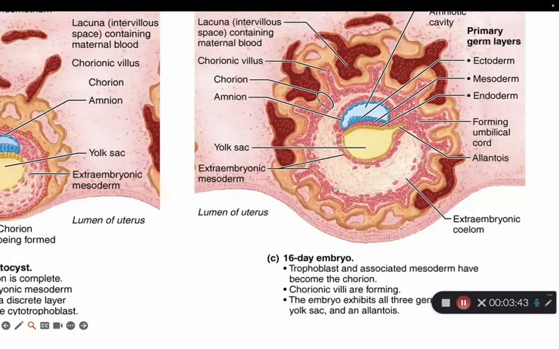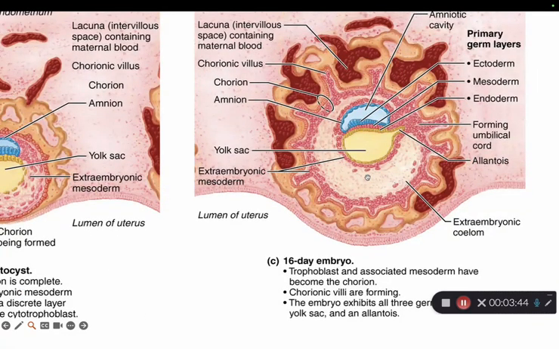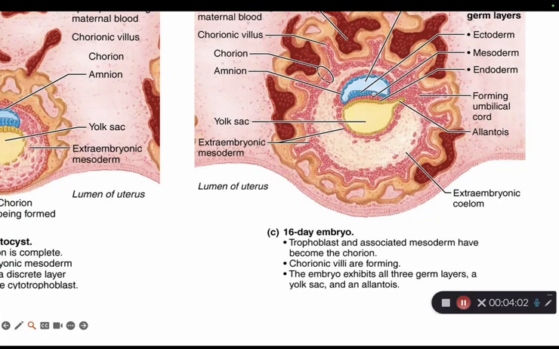By the 16-day embryo, the trophoblast and associated mesoderm have become the chorion. So we will actually have the formation of this chorion here. The chorionic villi are forming these extensions or projections. And the embryo exhibits all three germ layers: ectoderm, mesoderm, and endoderm. We also have a yolk sac and an allantois.